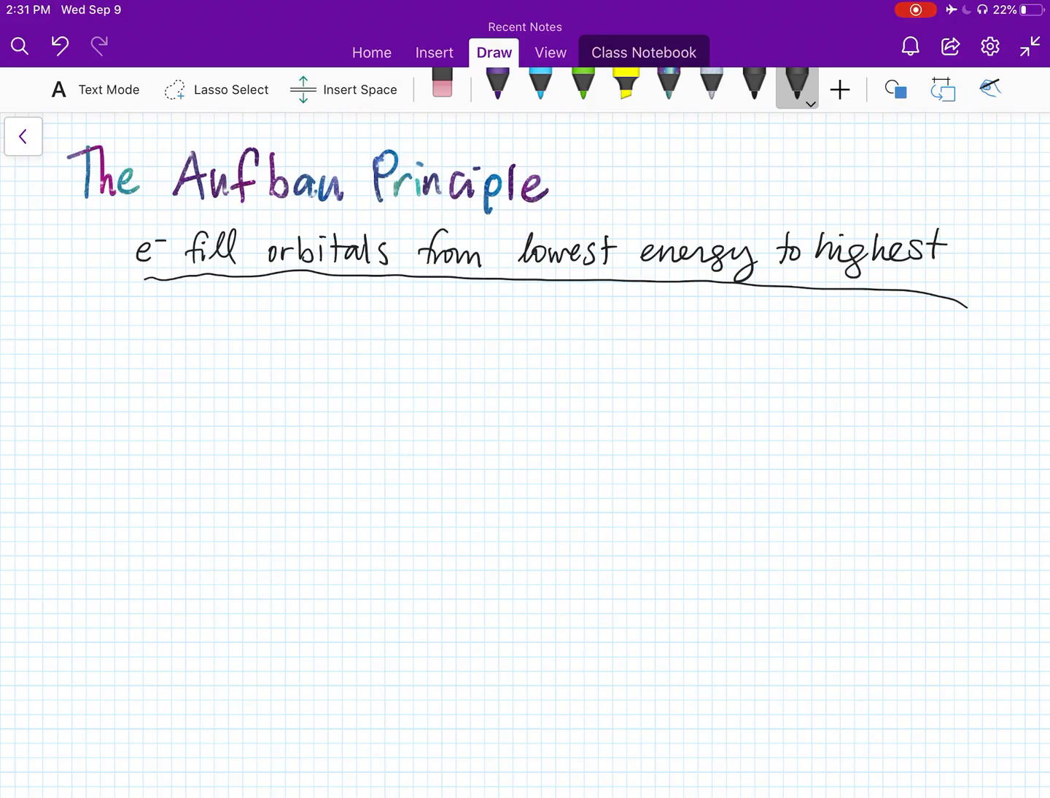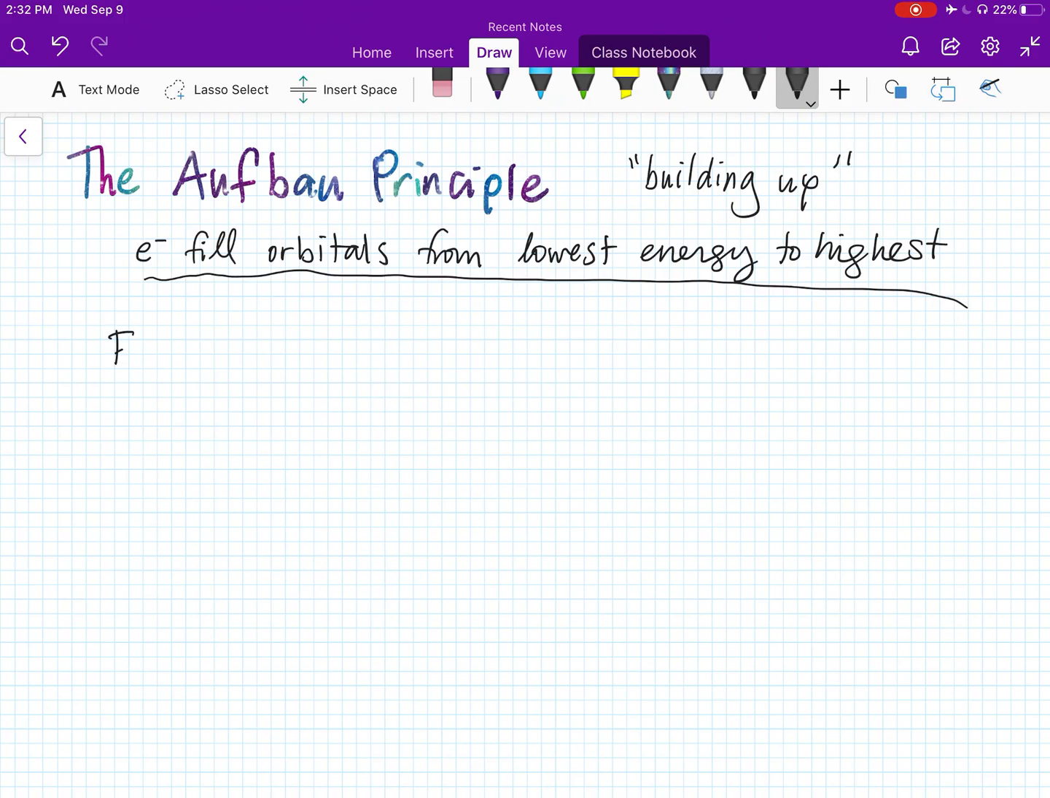All right, so now we can talk about how electrons fill up orbitals in atoms. And they do so according to what's known as the Aufbau principle, or the building up principle. The basic idea here is that electrons fill orbitals starting with the lowest energy orbitals and then going up to higher and higher energies.